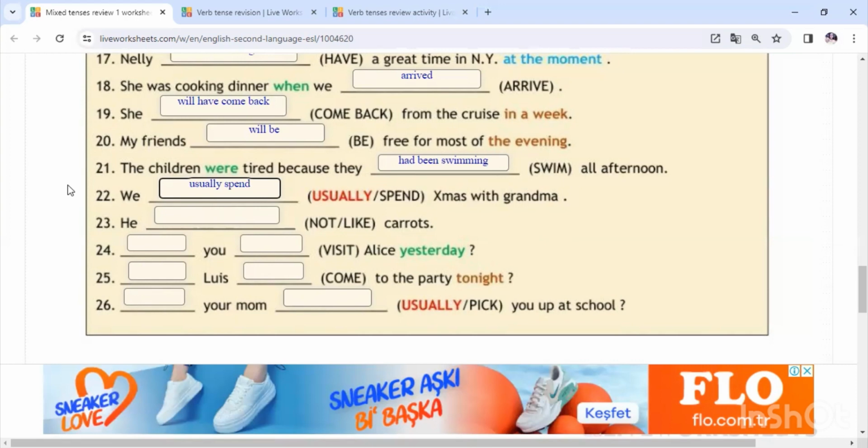So you can see, guys, usually. This is an adverb of frequency. You can see the frequency here. So this is a general action, a general situation. So we prefer present simple tense. Okay, Nil.